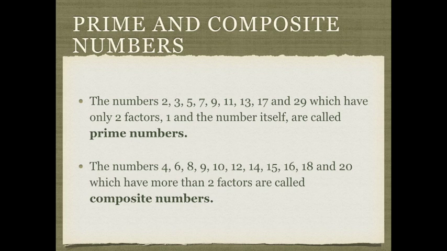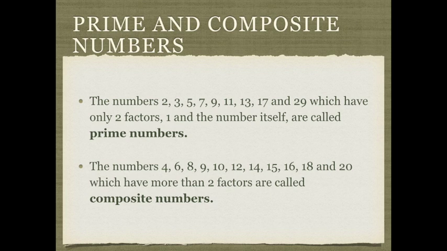Prime and composite numbers. The numbers 2, 3, 5, 7, 11, 13, 17, 29 have only 2 factors. So the numbers which have only 2 factors, that is, 1 and the number itself, are called prime numbers. And the numbers which have more than 2 factors, like 15, say for example, are called composite numbers, because 15 is having so many factors. It doesn't have only 2 factors, because the factors of 15 are 3, 5, 1 and then the number itself. So these numbers are all called composite numbers.